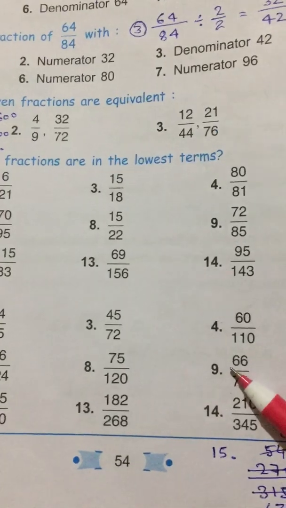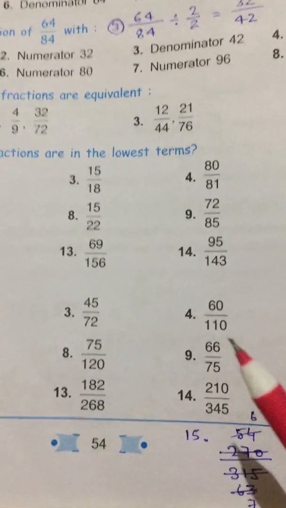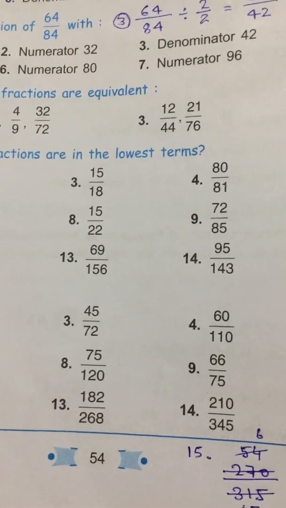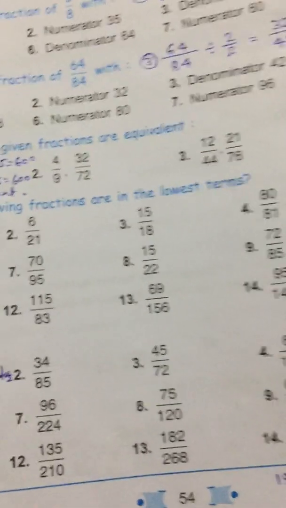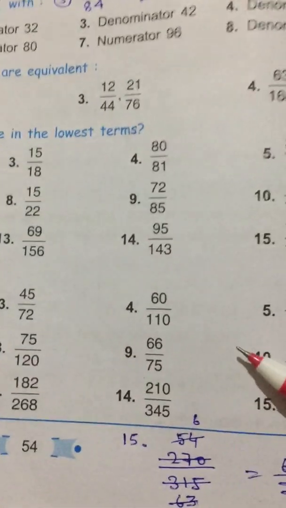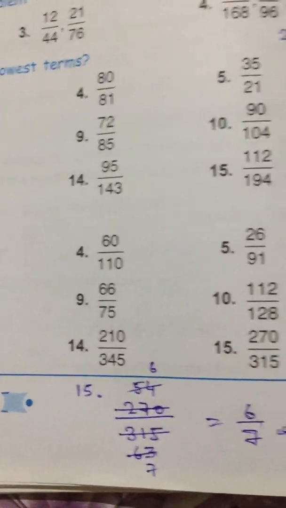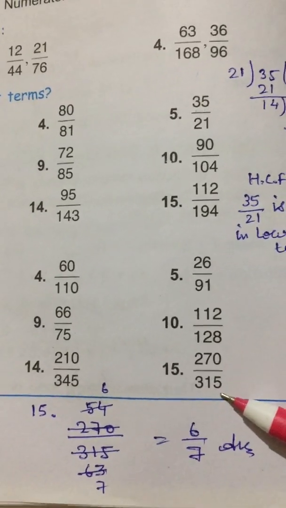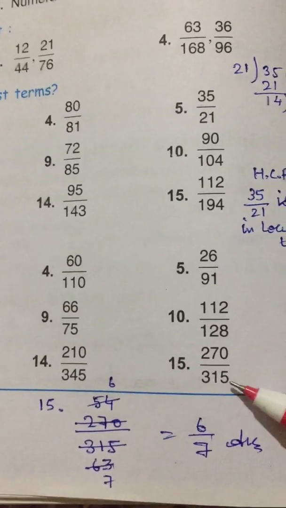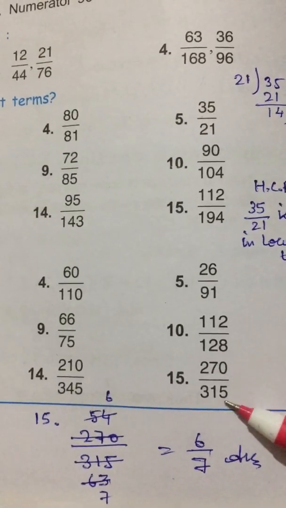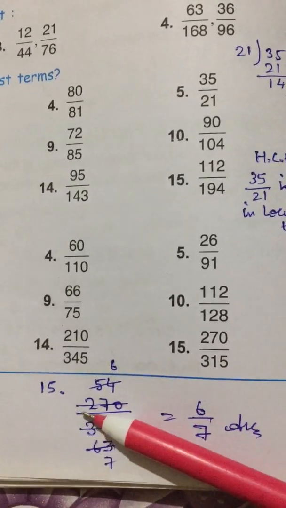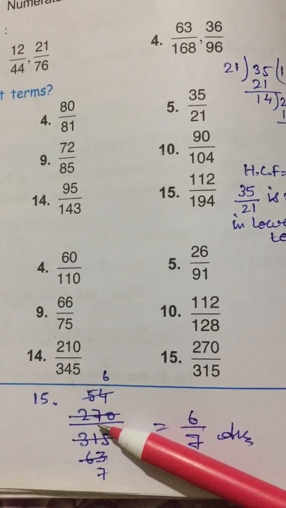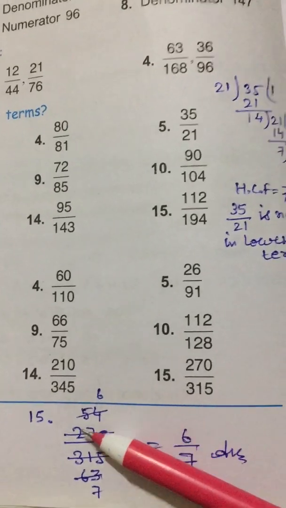Or if you remember the divisibility rules of 2, 3, 4, 5, 6, 7, 8, 9, 10, 11, then you can do it directly like this. See 15 number, it is 270 divided by 315. Its last digits are 0 and 5. So these two numbers can be cancelled by 5. So here I am cancelling it by 5. 5 5s are 25, 2 carry. 5 4s are 20. 54.